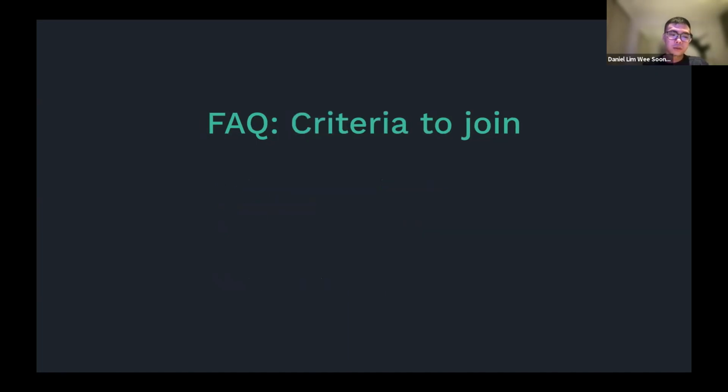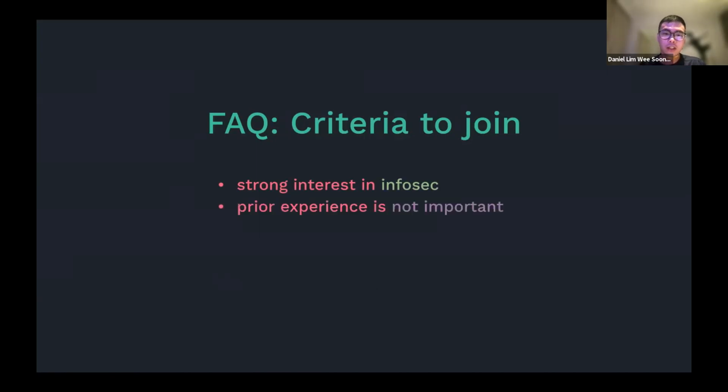And then what is the criteria to join? This is also something that we get asked a lot. Do I need prior experience? So firstly, we should have a strong interest in InfoSec, otherwise it doesn't make much sense to join an InfoSec interest group. But prior experience is not very important, because if we have a strong interest, then I believe we should be self-motivated to learn new stuff. Then the prior experience becomes not so important anymore.